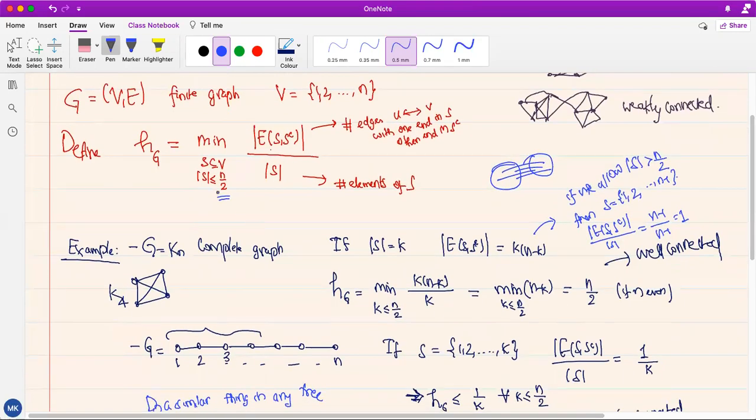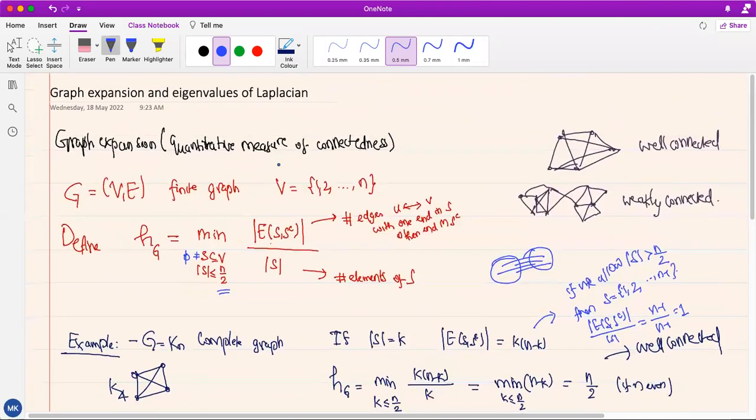Sir, in this definition, S should be non-empty, no? You're right. We should take S to be non-empty. So take the minimum over non-empty sets of this ratio.